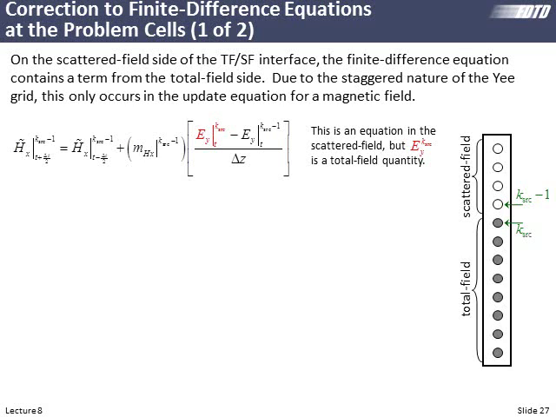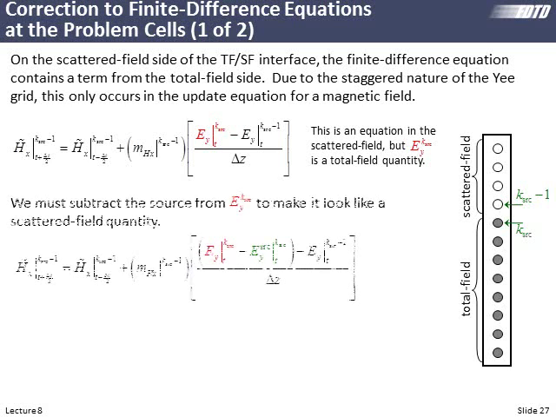So now let's look at the finite difference equations to figure out the numerics behind the total field scatter field. Here, we're in the scattered field, so we're writing our update equation for the scattered field immediately next to the total field. Well, this finite difference equation contains a term from the total field side. That's not compatible with all these scattered field terms. So we make a total field look like a scattered field by subtracting the source from it.